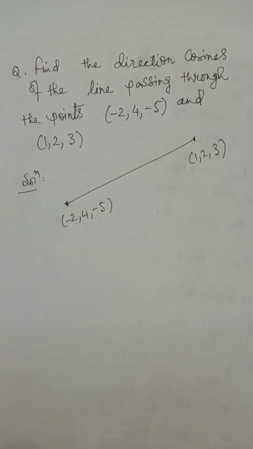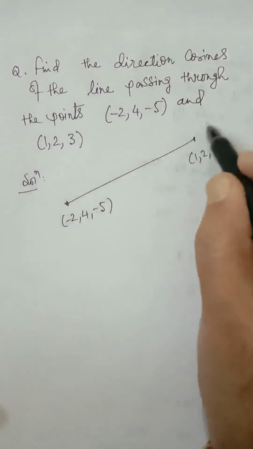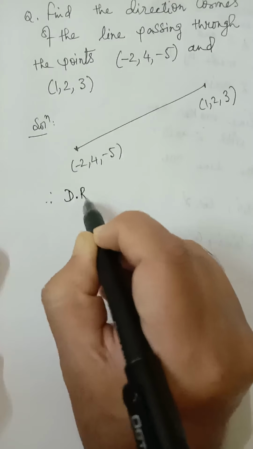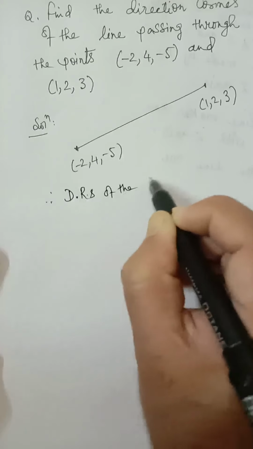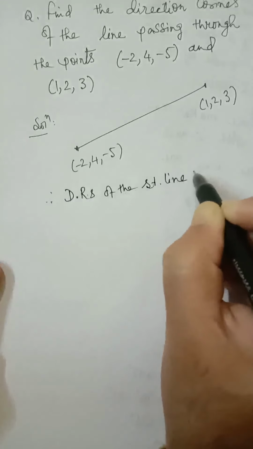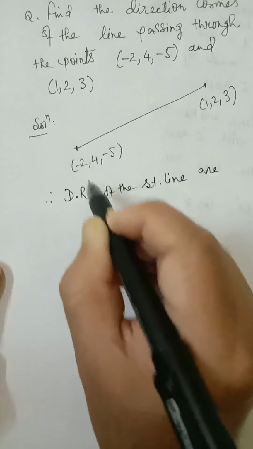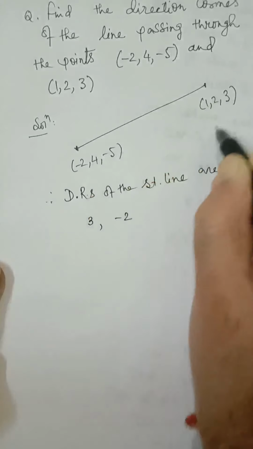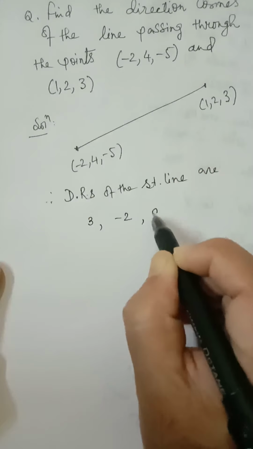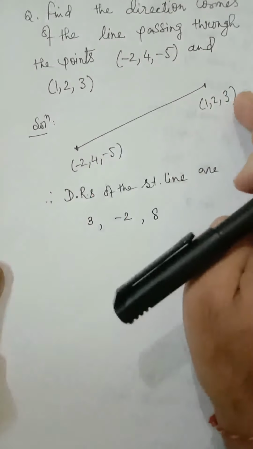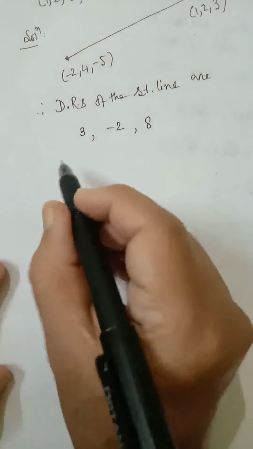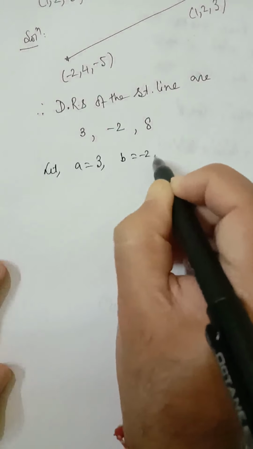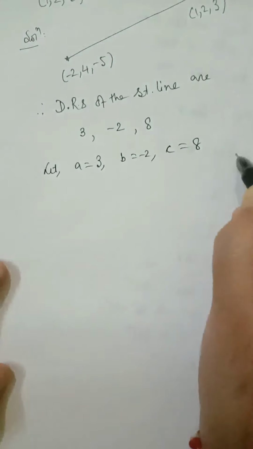So using this, the straight line passes through two given points, therefore the direction ratios of the straight line are x2 minus x1, which will be 3, 2 minus 4 will be -2, 3 minus (-5) will be 8. X2 minus x1, y2 minus y1, z2 minus z1. These are the direction ratios of the line. Let a equal 3, b equal -2, c equal 8. These are the direction ratios.